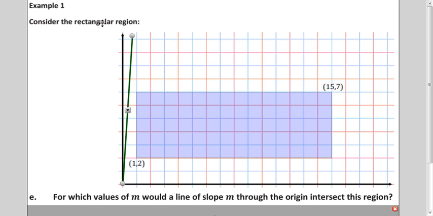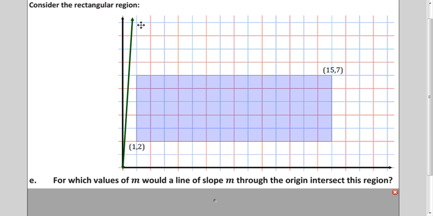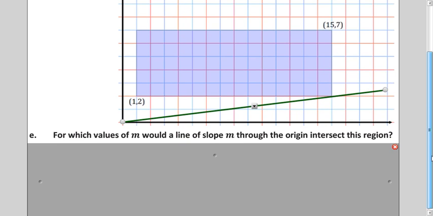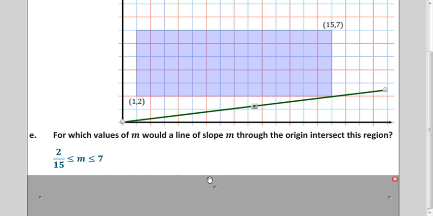So now we want to see, for which slopes would our line that goes through the origin intersect the region? So we can see over here that this line is not going through the region. But once we hit this slope, which is up 7 to the right 1, so slope of 7, it hits the region. And for all of the slopes down to this slope, because they're getting smaller, it's also passing through the region. So the slope will be up 2 to the right 15, so 2/15. So any slope that's equal to these two numbers or between them is going to pass through the region.